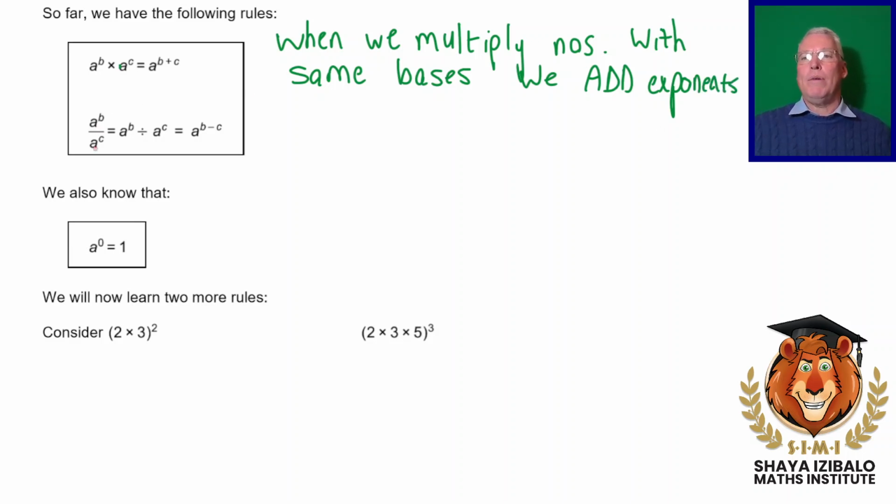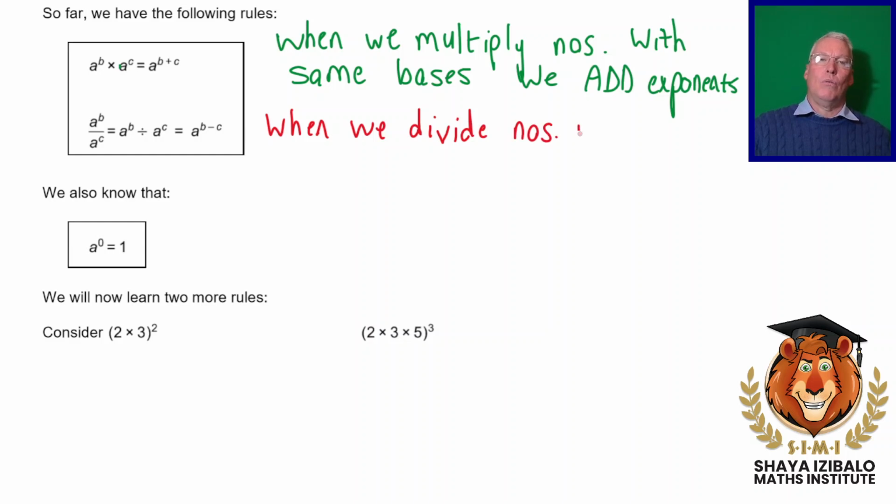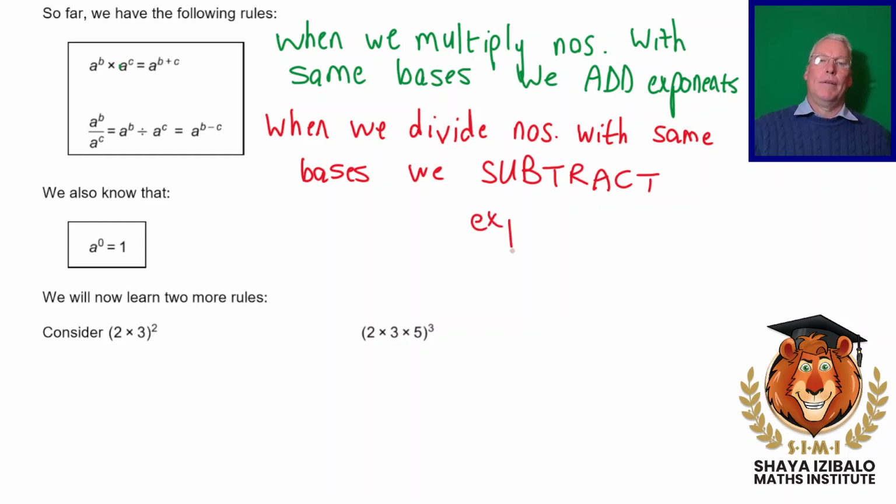The next rule says that when we divide numbers with same bases, we subtract exponents. Okay, and then we've got a definition that says any number raised to the power of 0 is 1. So now we're going to establish two more rules.